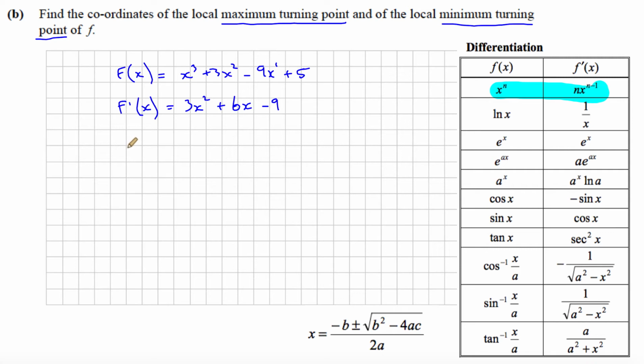Now we want to know, where is this equal to 0? This is the differential. So we let this be equal to 0. And that will give us the x coordinates of the turning points.